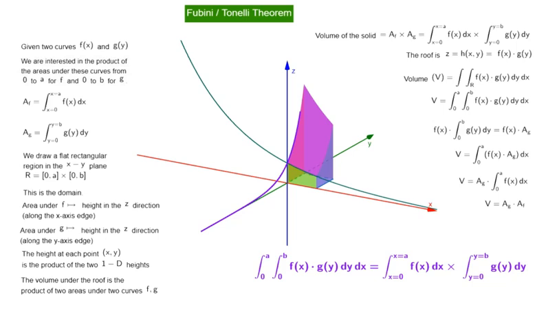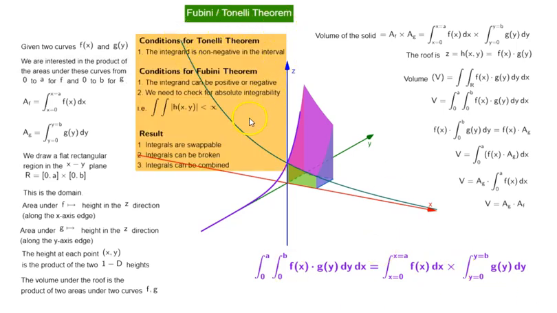So to summarize it, remember this is Fubini-Tonelli theorem. Conditions for Tonelli theorem: the integrand is non-negative in the interval, which in our case for gamma of 1 by 2 is equal to root pi, they both were non-negative. Conditions for Fubini theorem: the integrand can be positive or negative, but we need to check for absolute integrability. So that means the double integral of the absolute value of h of x comma y should be less than infinity.